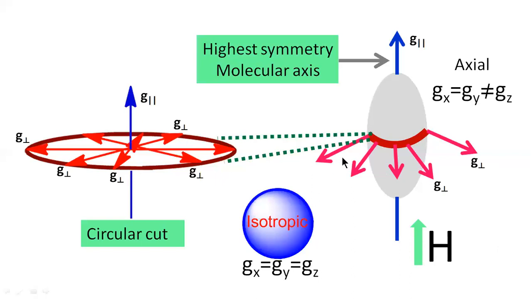So this is the origin of why the intensity of G parallel is lower than G perpendicular: there are very few ways I can decide G parallel, but there are infinite or many more ways by which I can decide the X and Y axes.